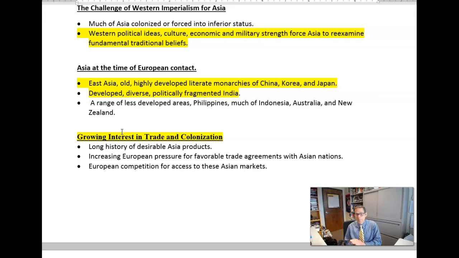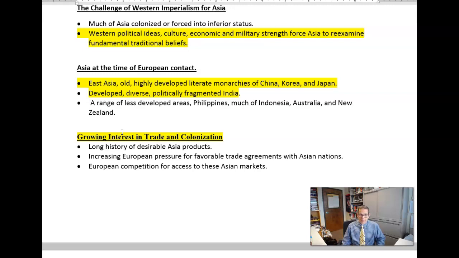a mix of some parts quite developed, other parts not so much at all. For example, the Philippines. The Philippines is a big mix. Some parts of the Philippines have a certain level of colonial development, other areas do not. Same thing for much of Indonesia, Australia, New Zealand, other places in Asia that are much less developed.